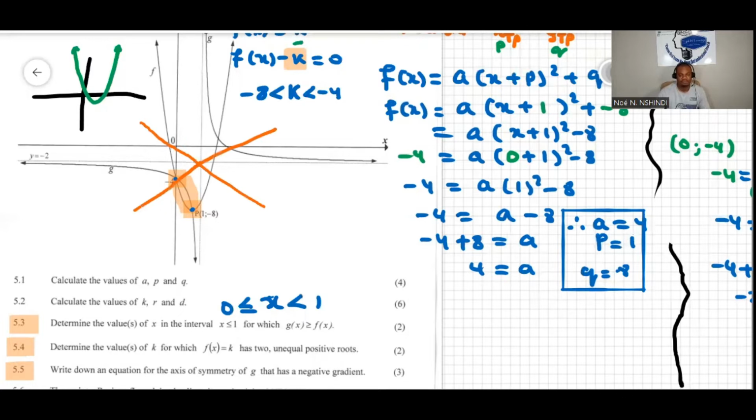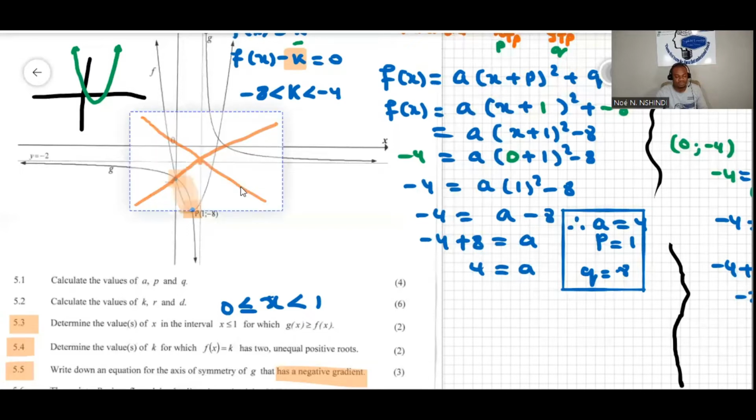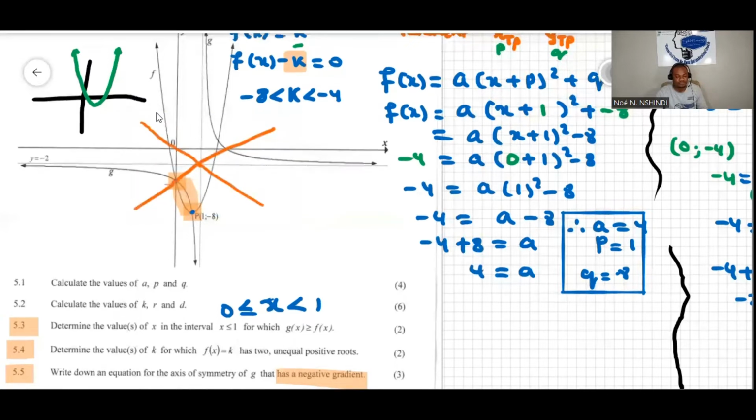Now, the line that has a negative gradient, as the question says, is the line that decreases. So we're talking about this line. This one has a negative gradient because it's decreasing. The line that has a negative gradient, m is less than 0. This one, m is greater than 0.